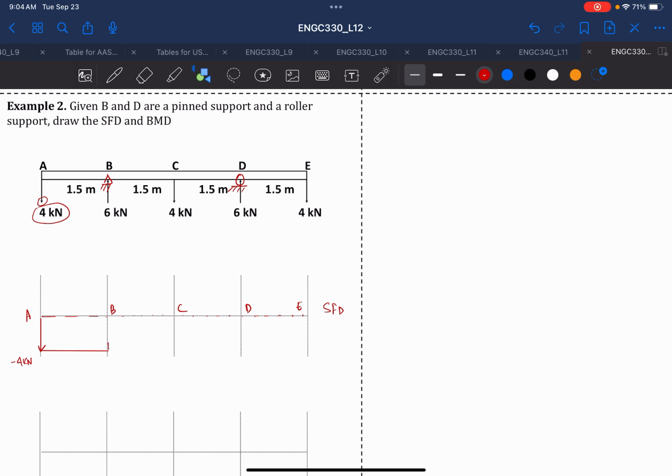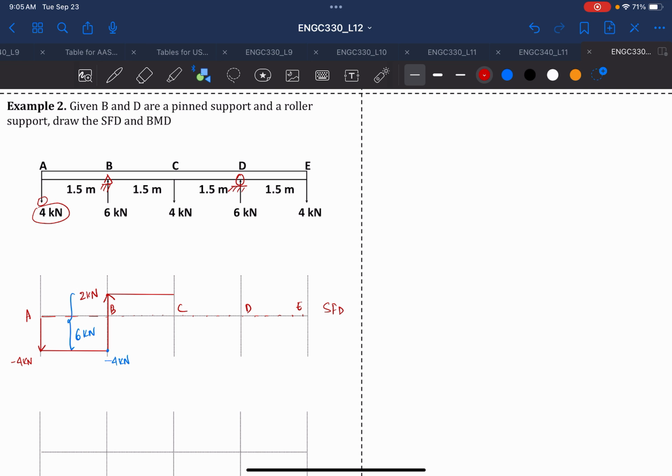We go from here to B, which is minus 4, and then we go a little bit above, which makes us 2. Please remember that this is not 6 kilonewton but 2 kilonewton, because the distance from here to here is 6 kilonewton, and this is already minus 4 kilonewton. Then from B to C, there's no load, so the slope of the shear force has to be 0.